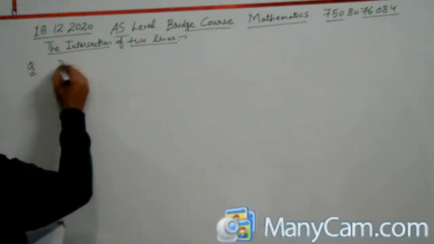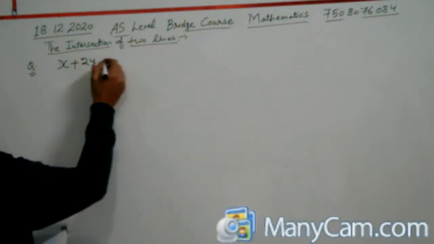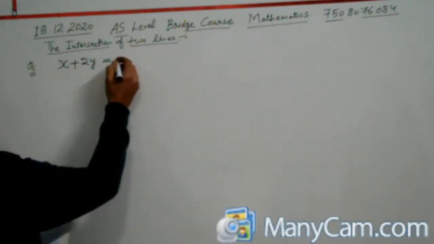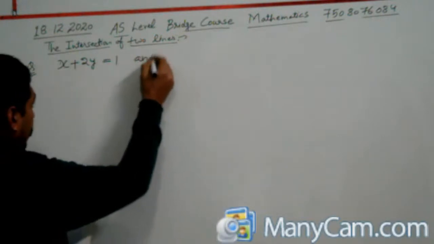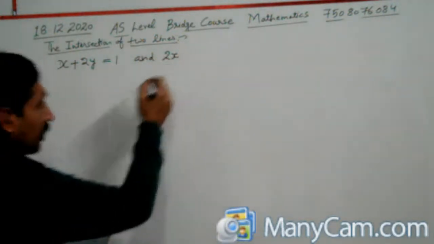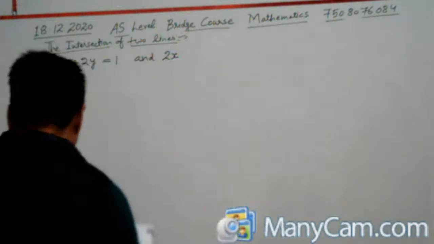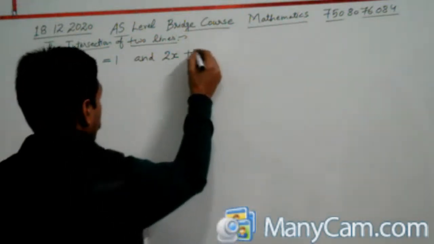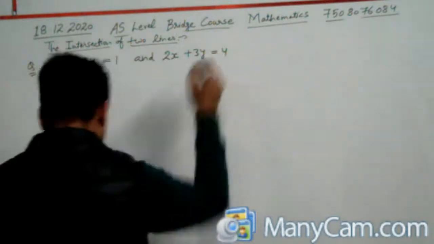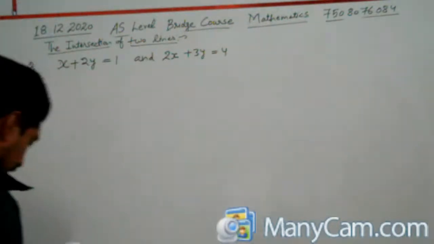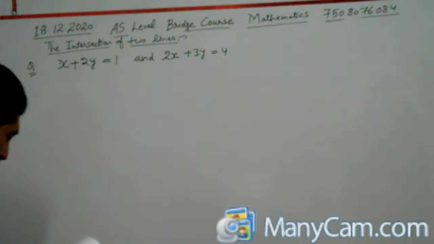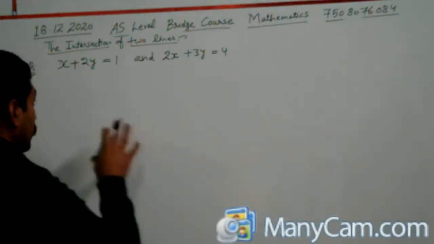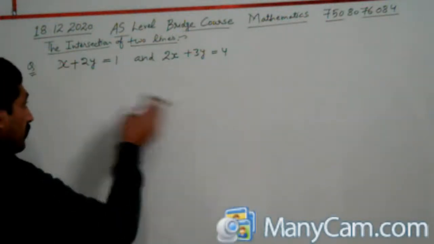One is x plus 2y is equal to 1, and another is 2x plus 3y is equal to 4, on the same axis, and find the coordinates of the point where they intersect. So here we have to plot these two lines, or we can find the solution also and solve.